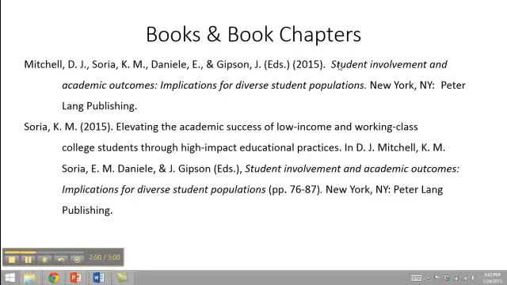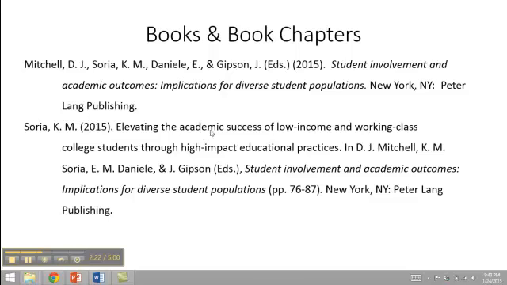Next, you'll see that the title is written like a sentence and italicized, and the exception to that, as I just mentioned, is that the first word after the colon is capitalized. And then we have the city and state in which this particular publishing house, Peter Lang Publishing, is located. And we always abbreviate the state as well for that one.